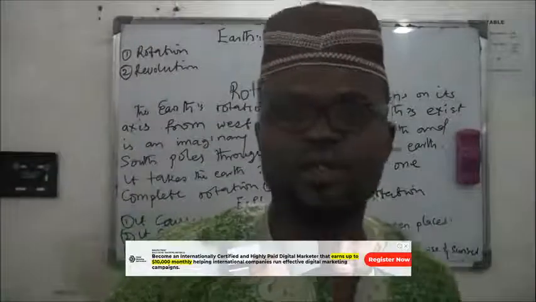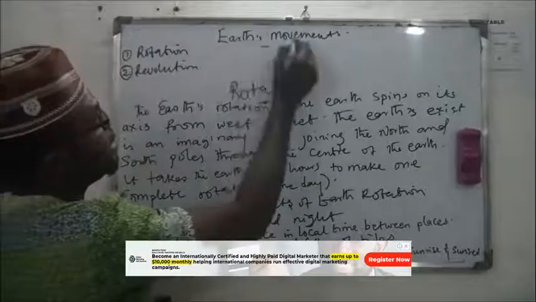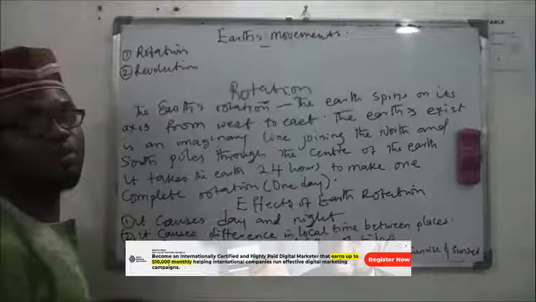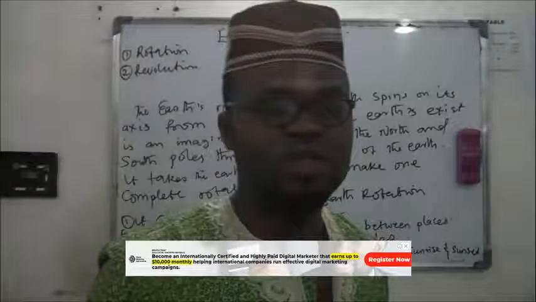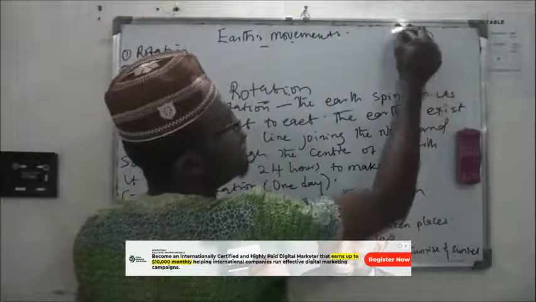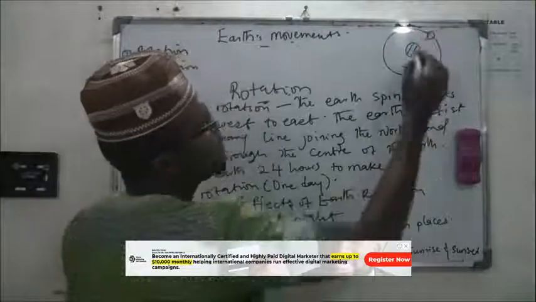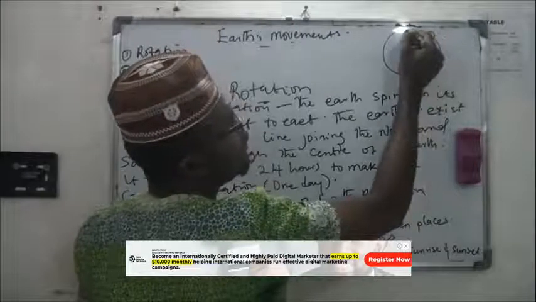Welcome back. Today we are going to be learning about the Earth's movement. What kind of movements does the Earth make? We say that in the solar system we have the sun. Revolving around the sun are other planets, including the Earth. So this is the Earth that moves around the sun.